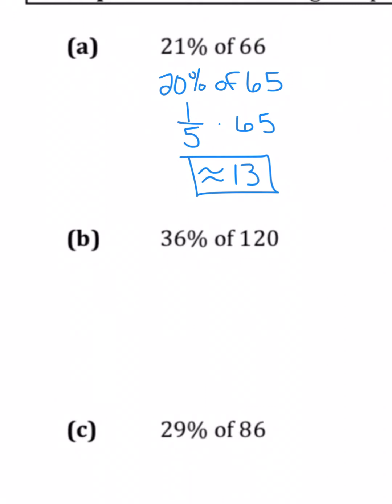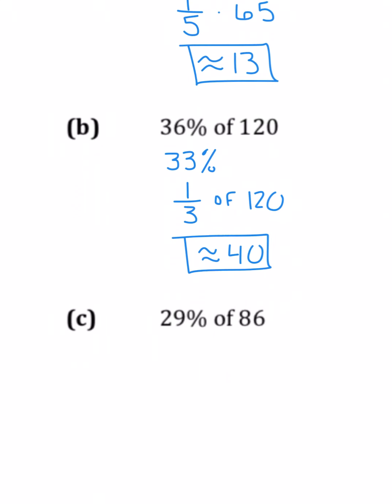This next one I like because I can actually change 36% and say that it's very close to 33% or a third. So really what we could do here is find a third of 120, which is just dividing 120 by 3. And so my answer would be approximately 40.